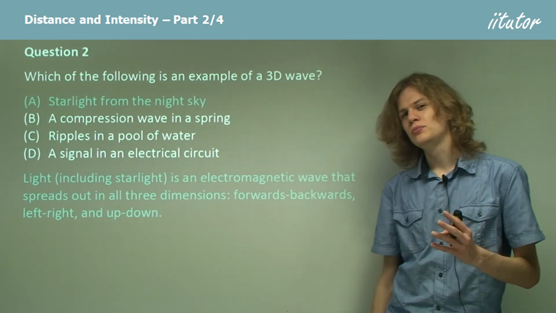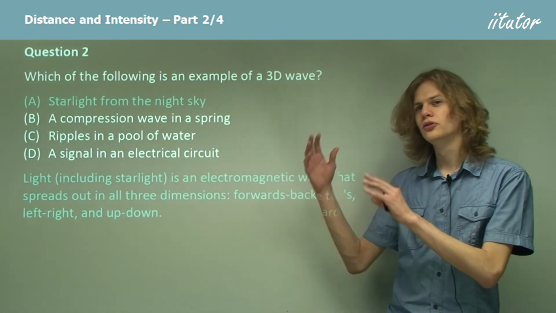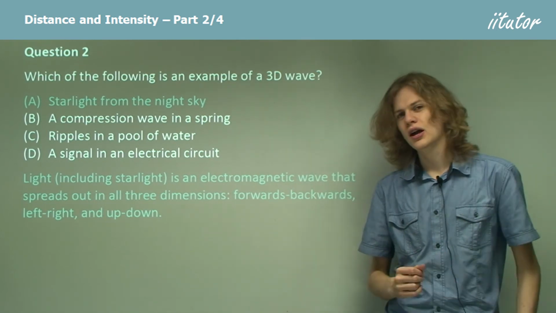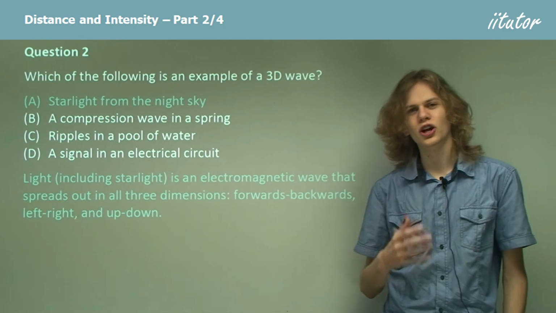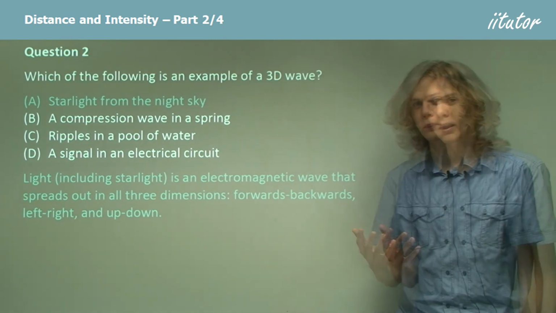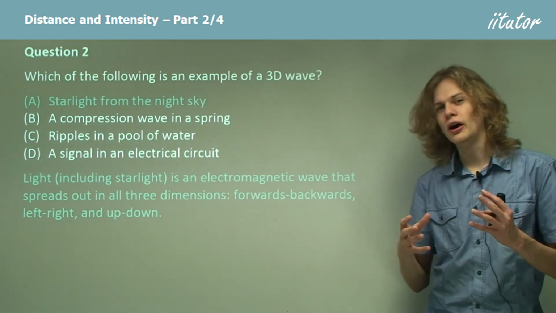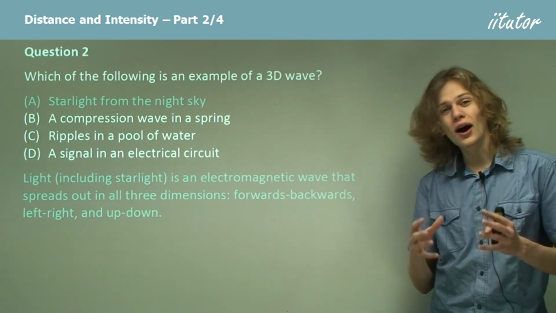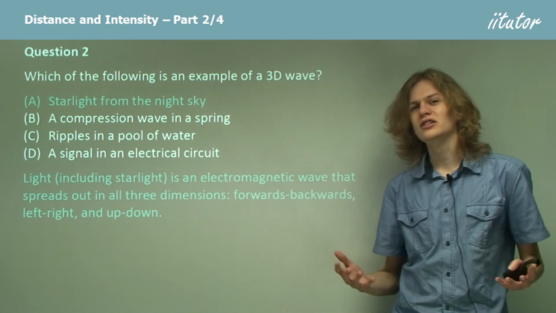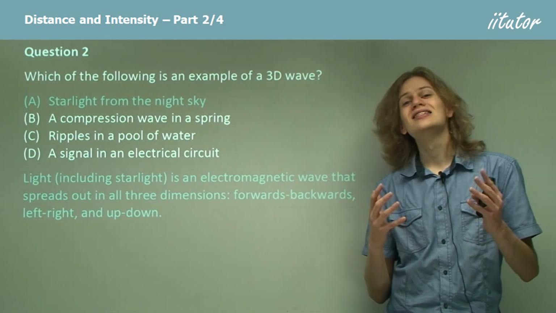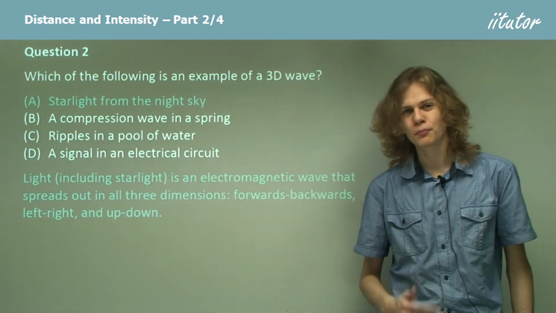Now at first this might seem a little dodgy because we know that light travels from the star to the Earth, and if it's 3-dimensional, then it must be spreading out. So surely the stars would be very dim and not visible. But it turns out that stars are so bright that even at a distance of millions and millions of kilometers, we can still see the light from the star.